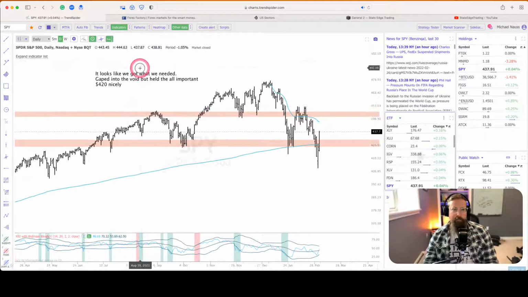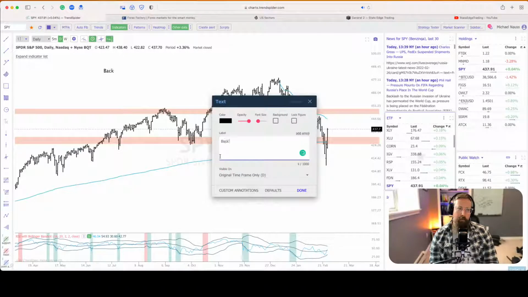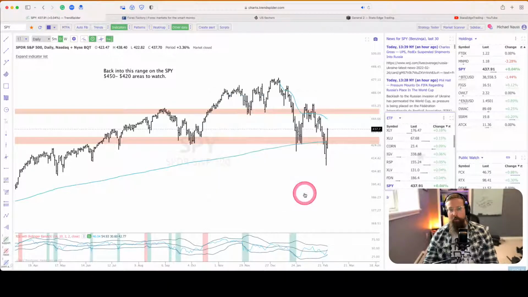And speaking of, now that we're into the equity markets, I'm just going to take a look and go back into this range. I've got to replace this keyboard. So 450 and 420 are areas to watch, right? So 420 is this low in here. That was also this low back here and this low back here.